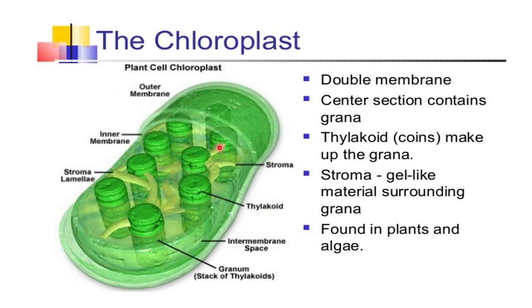So this is the chloroplast again. It is double membrane. It contains the grana. Thylakoids make up the grana. Stroma, the gel-like material surrounding the grana, is found in plants. Even algae, which are included under plants, have it, but you will never find it in animals.